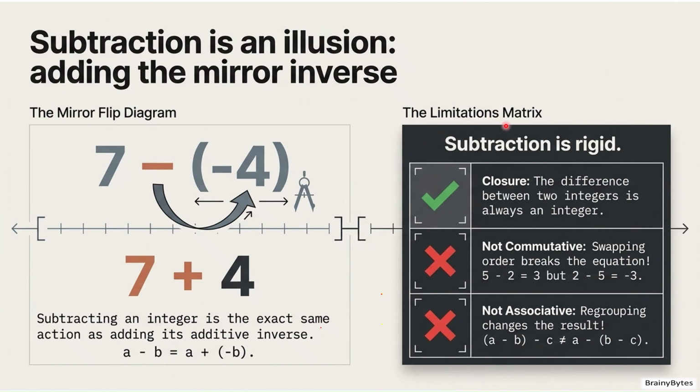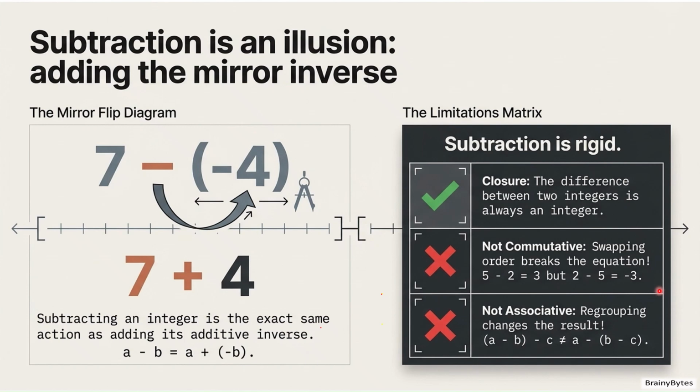Now, there are some limitations to this matrix. Only the closure property is true for subtraction, which tells us that the difference between two integers is always an integer, whereas subtraction is neither commutative nor associative. It means that swapping the order breaks the equation. You can clearly understand it with an example. Not only this, even regrouping of integers changes the result.